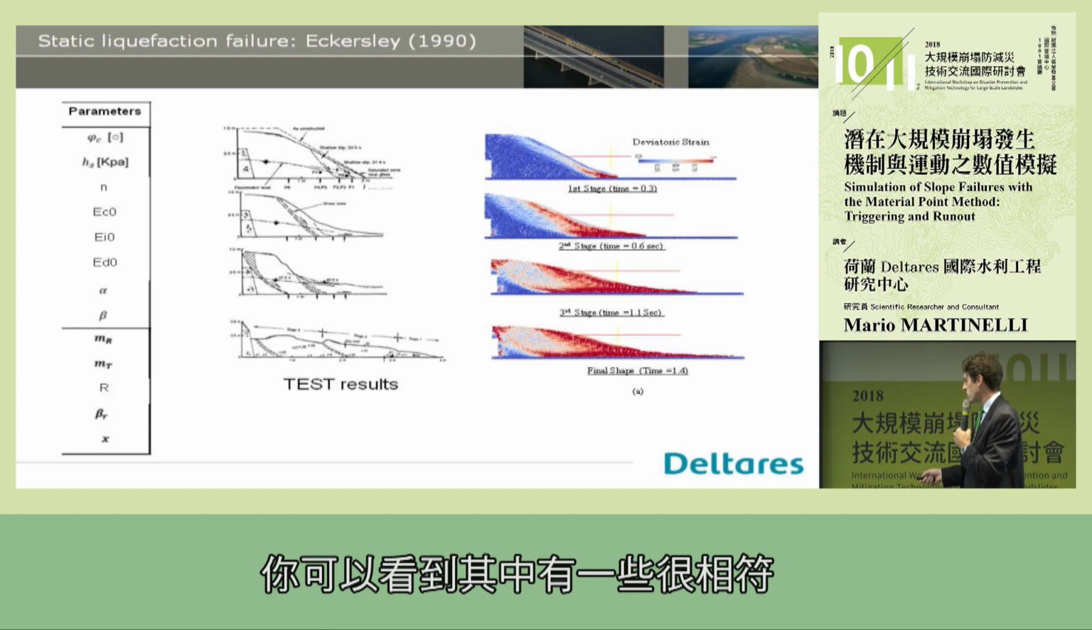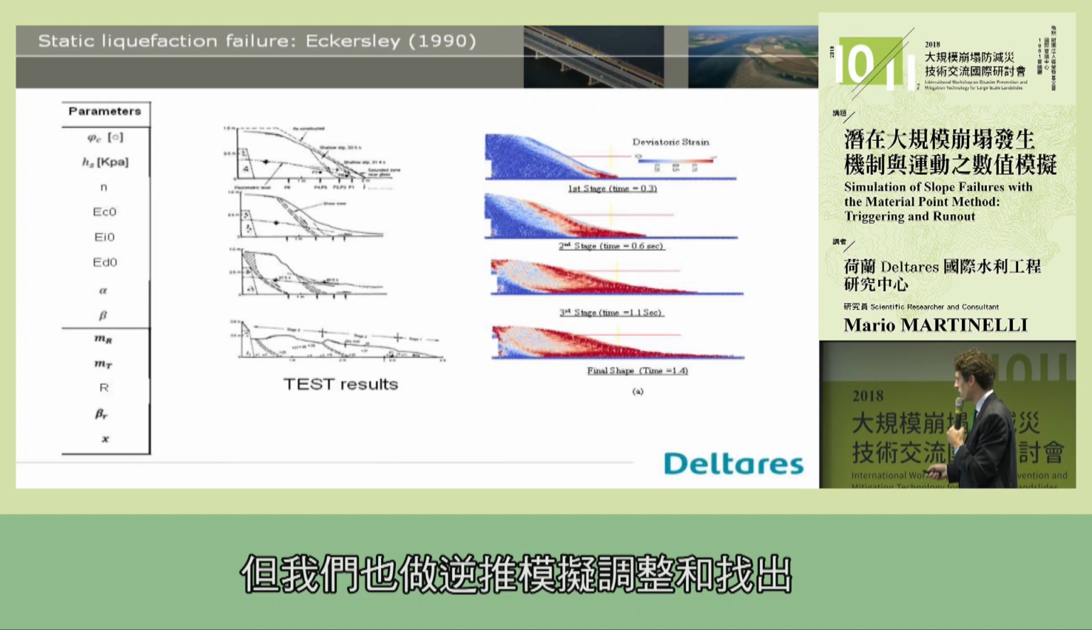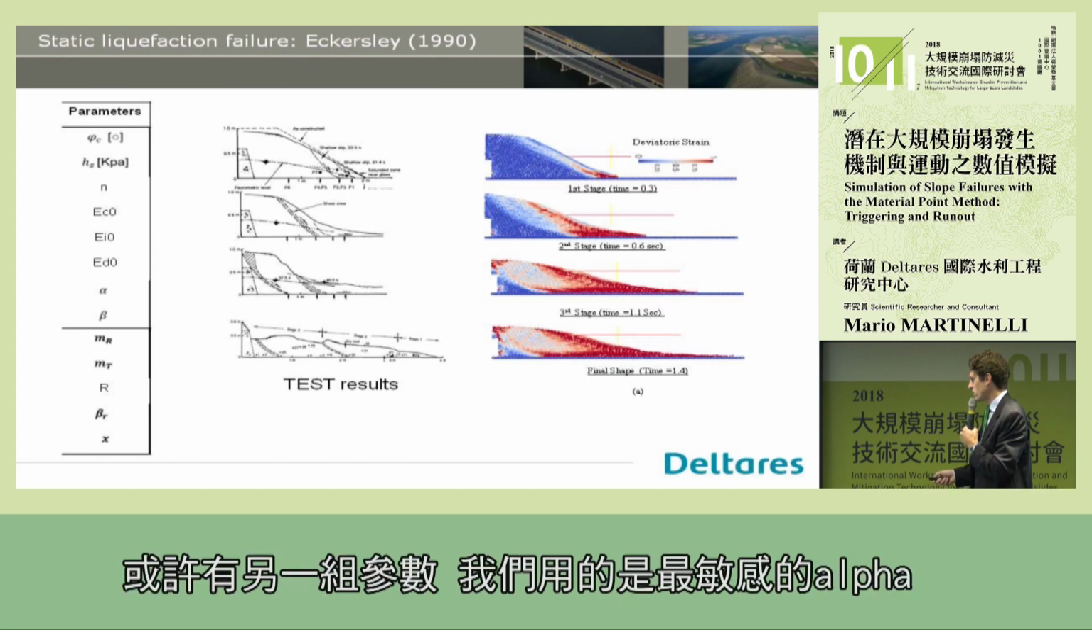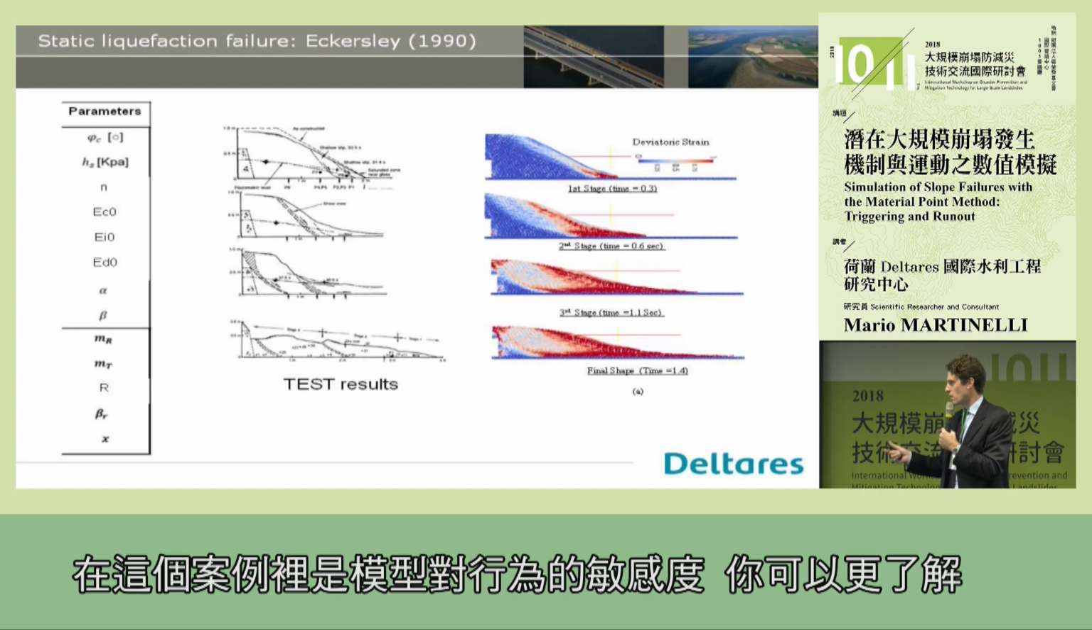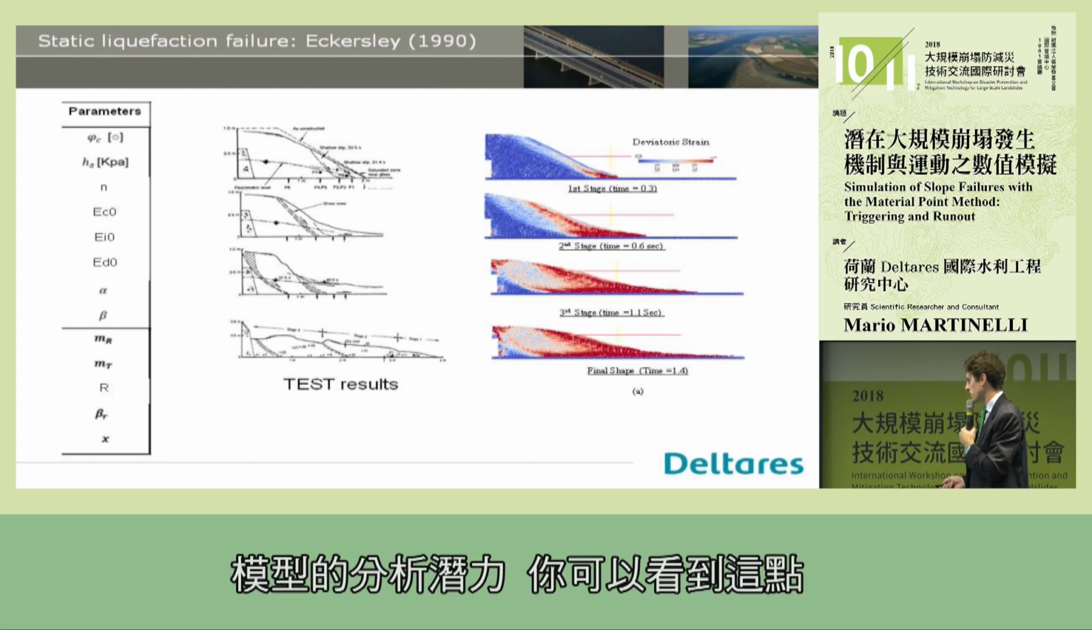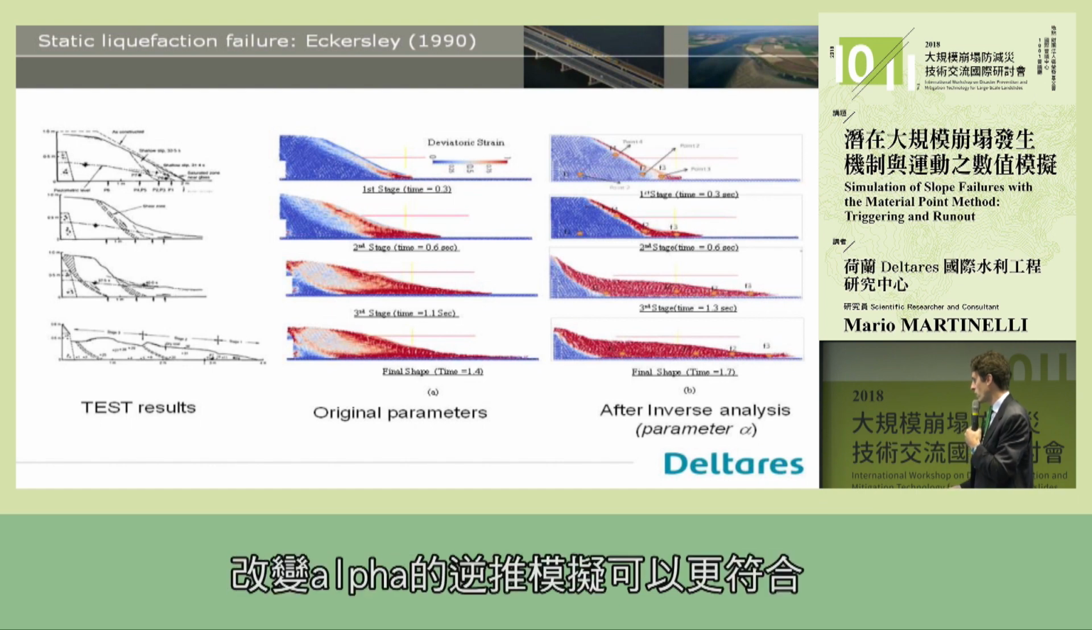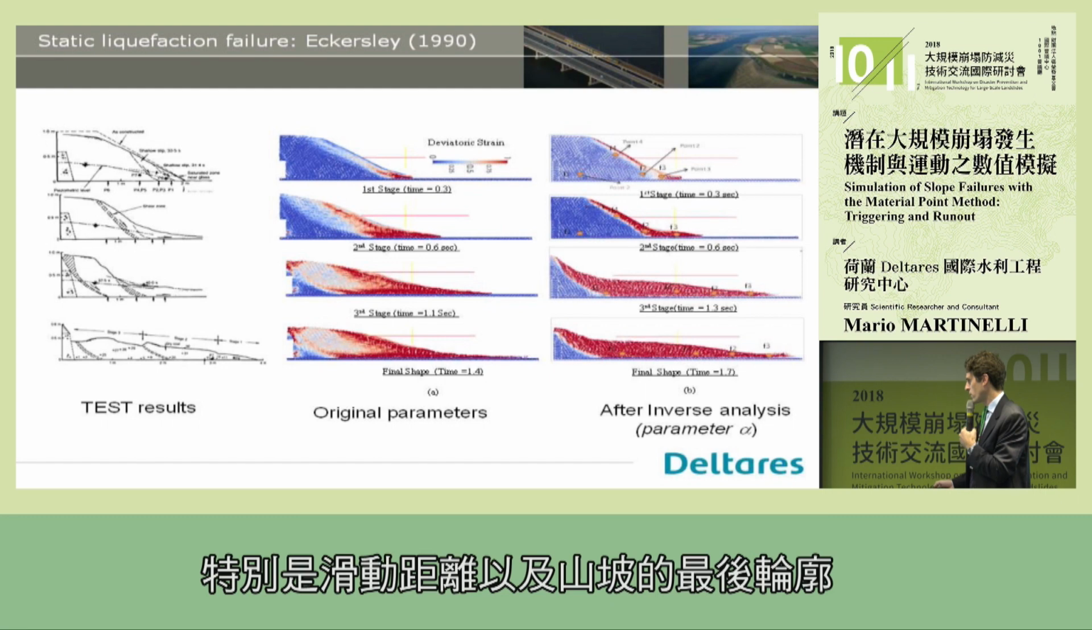Some of this fits quite well, but we also use inverse modeling to find out if there is maybe another set of parameters. Especially we use the most sensitive one, which is alpha, to see if there's an alpha that can better match the final results. In this case you see the sensitivity of the constitutive model on the behavior, and you get more understanding of the potential of the constitutive model in the analysis. By running inverse analysis on alpha, you can get a much nicer fit, especially on the run out and the final configuration of the slope, compared to the original set of parameters.